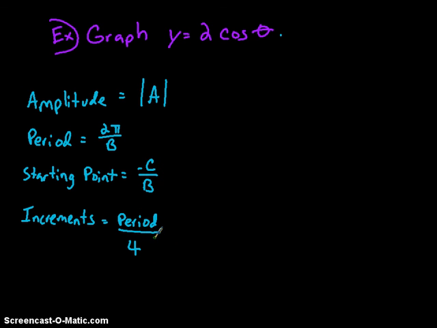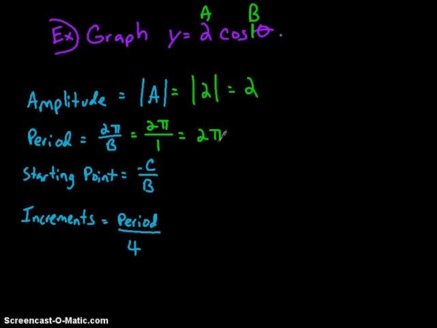So in this case, the a value is right here, and the b value is right there. It's the number in front of theta, which is 1. So my amplitude is the absolute value of 2, which is 2. And my period is 2 pi over 1, which is 2 pi.